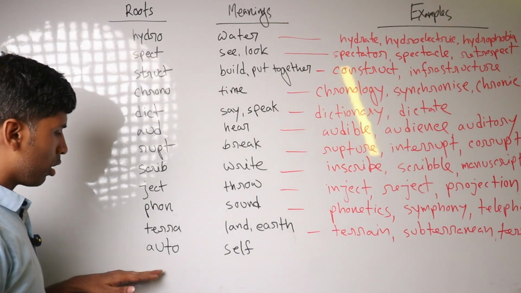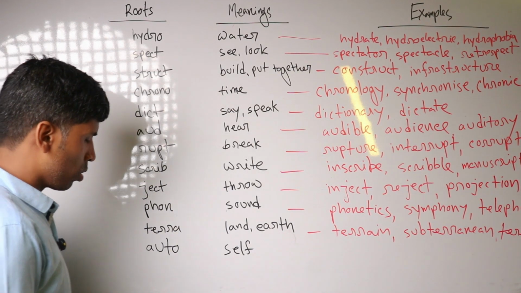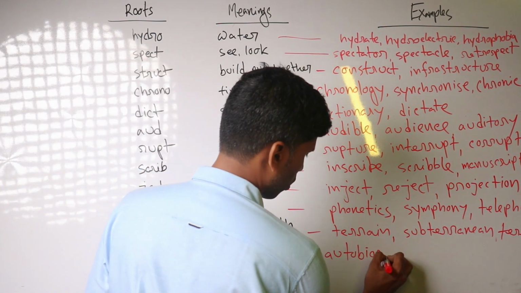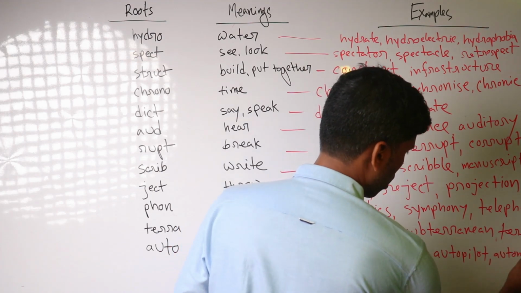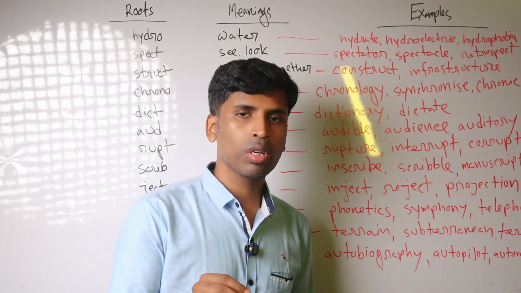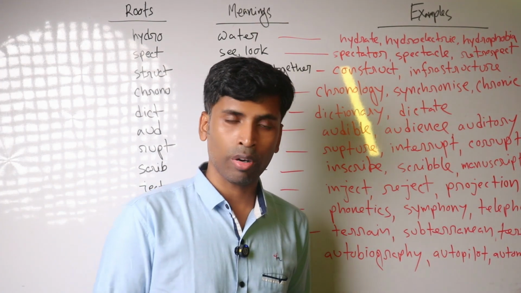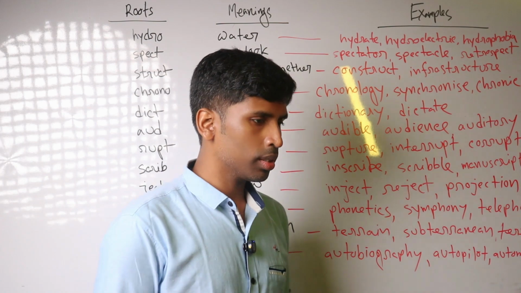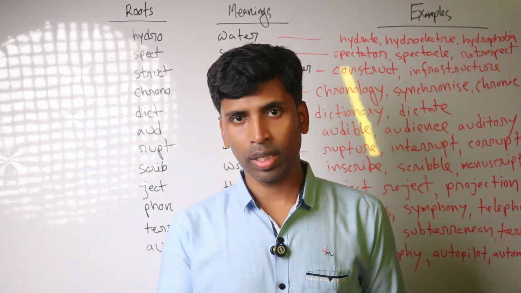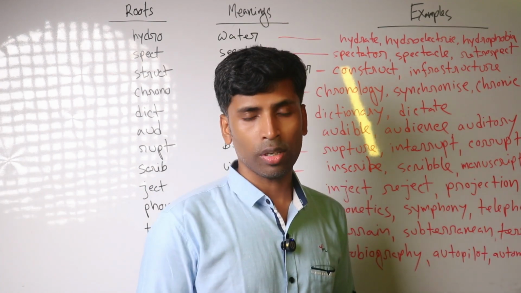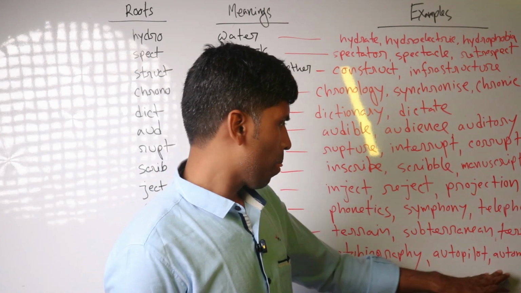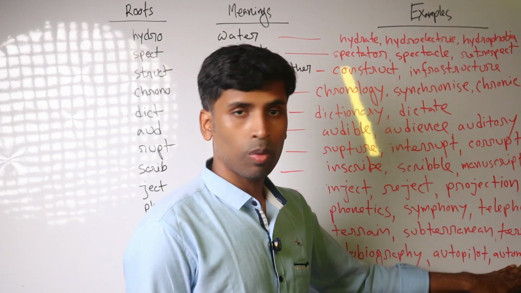Then we have finally another root, which is auto. It means self, so we can say autobiography is if you write a book about your own life, that's an autobiography. Autopilot is when a car, for example, can drive itself. That's on autopilot. There are some cars in this day and age that you can use on autopilot. Automobile is a car.